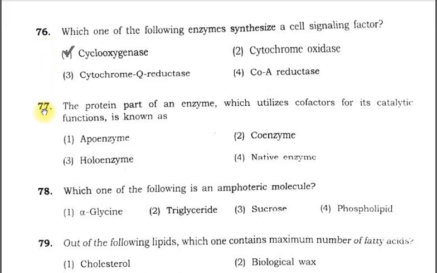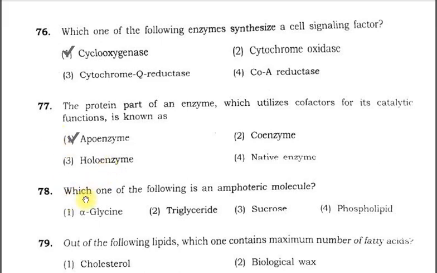Question number 77. Again a very simple question. Hope you will judge the correct answer. The protein part of an enzyme which utilizes a cofactor for its catalytic function is known as: 1, apoenzyme, 2, coenzyme, 3, holoenzyme, 4, native enzyme. So here the correct one is option number 1, which is the apoenzyme. The apoenzyme plus cofactor together form the holoenzyme.